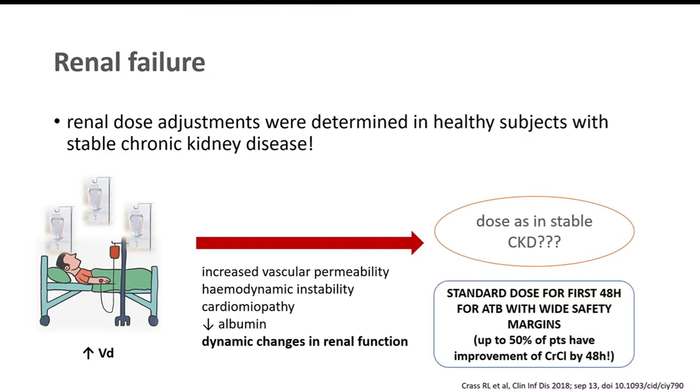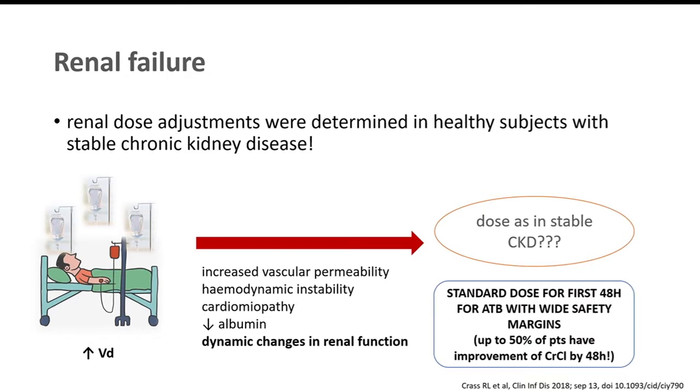So what do we do in renal failure? The problem is that renal dose adjustments were determined in healthy subjects with stable chronic kidney disease, but the critically ill patient looks like this. So we have a lot of infusions, septic shock is distributive shock, so the volume of distribution is much higher. And then we have increased vascular permeability, hemodynamic instability, cardiomyopathy, low level of albumin, and very dynamic changes in renal function. So are these doses still suitable?